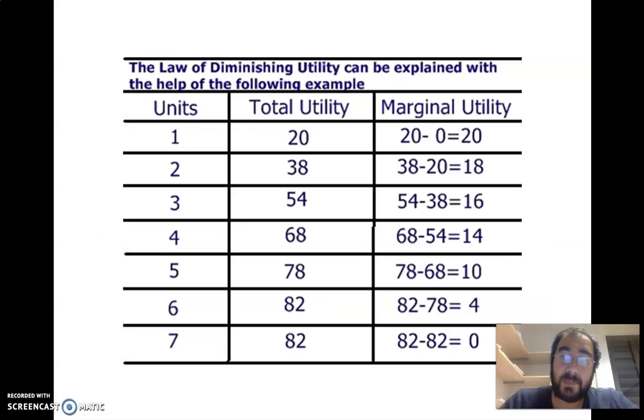So basically, diminishing marginal utility means the marginal utility an average consumer gets from a typical good will get smaller as you consume more units. In the first unit it was 20, second 18, third 16, fourth 14, fifth 10, 6, 4.